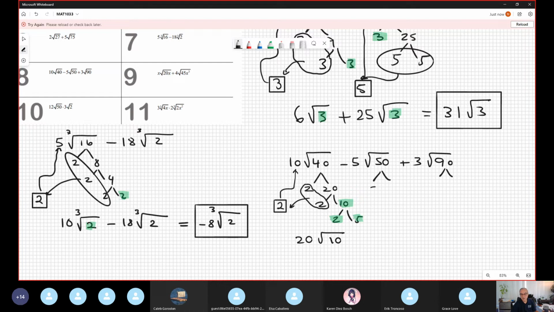The second, 50 is even, 25, 5 and 5. The couple of 5 we need to simplify. 5 outside, and 5 times 5 is 25. Radical 2. It is 25 radical 2.